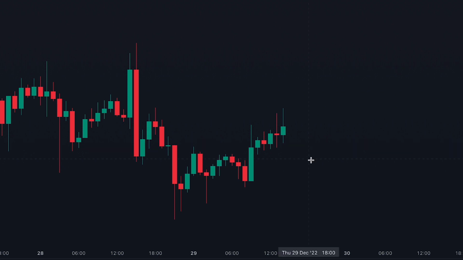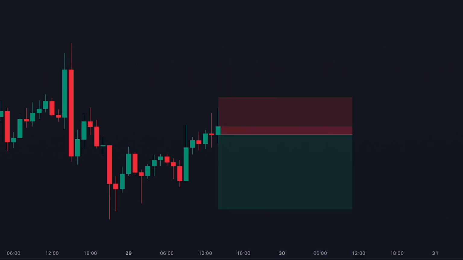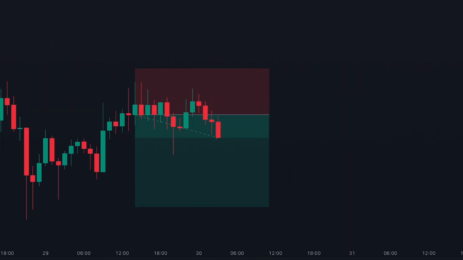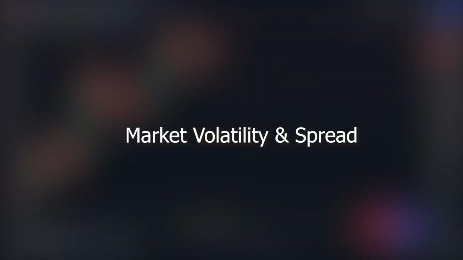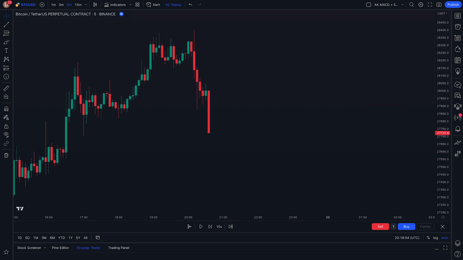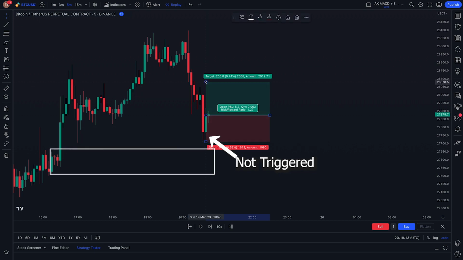It's essential to note that every loss does not indicate a mistake in your analysis. No strategy is foolproof, as we can't control the market. Market volatility and spread. Consider the second aspect, market volatility and spread, when trading order blocks. The key to profitable trading is analyzing market volatility and spread.